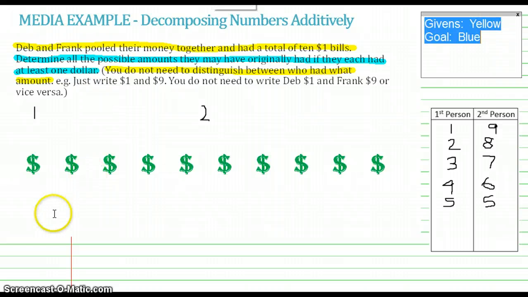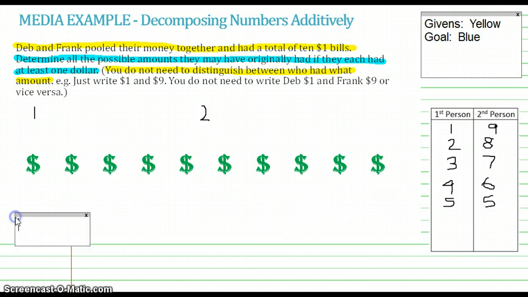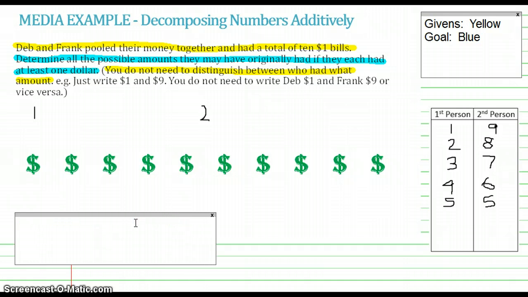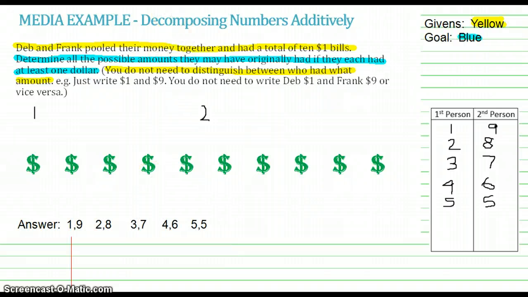And now let's write our final answer. We've shown all of our work, but we want to make sure that we're clear about what our final answer to the problem is. I'm going to put 1 and 9 in commas. I'm going to leave a little space between them, or else there'll be too many commas and it'll be hard to tell which is which. So we have 1 and 9, 2 and 8, 3 and 7, 4 and 6, 5 and 5. And those are all of our possible combinations.